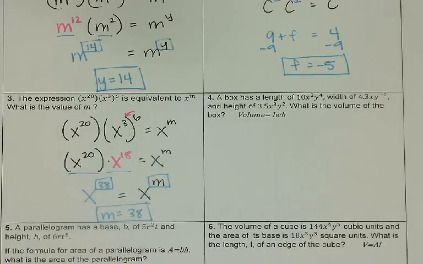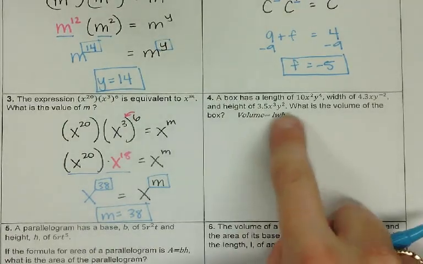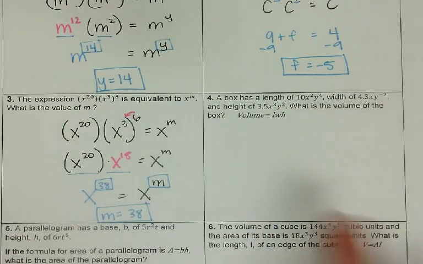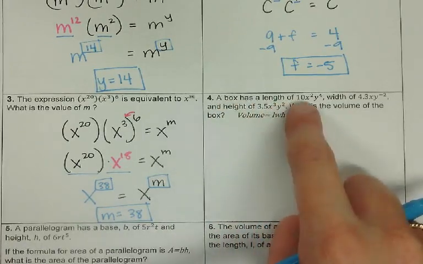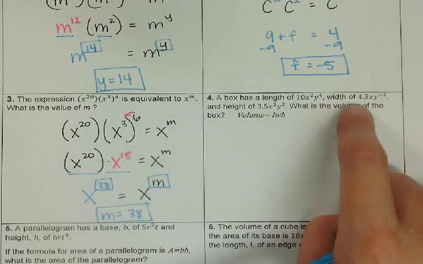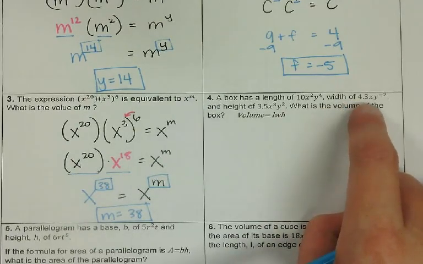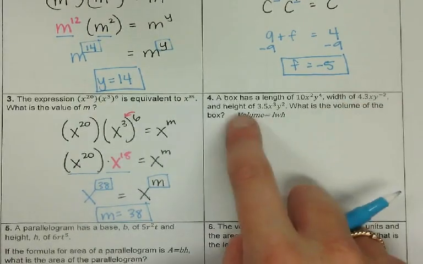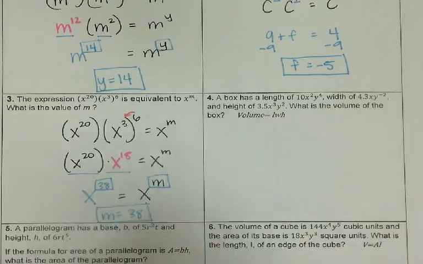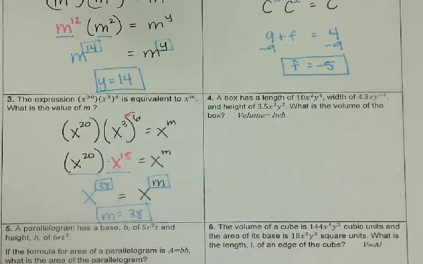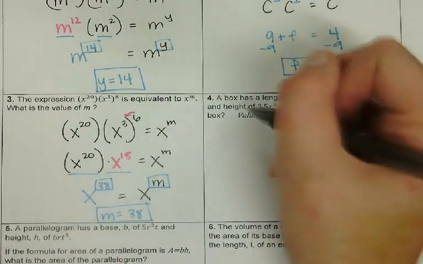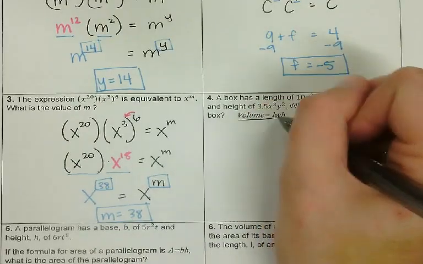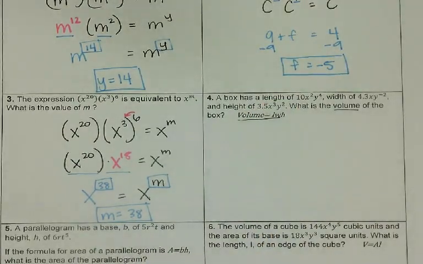All right, number 4 is interesting because now we have some decimals. This box has a length of 10x squared y^4, a width of 4.3xy to the negative 2, and a height of 3.5x cubed y squared. What is the volume of the box? So if our volume is length times width times height, what do I need to do?